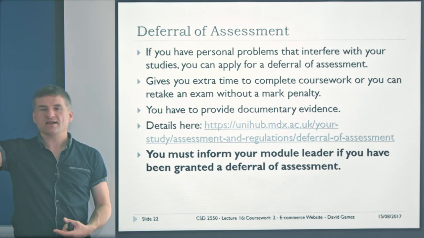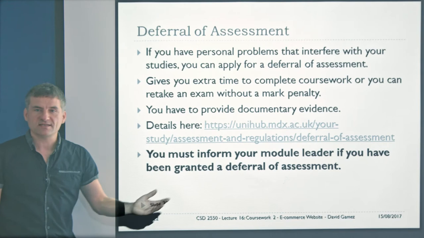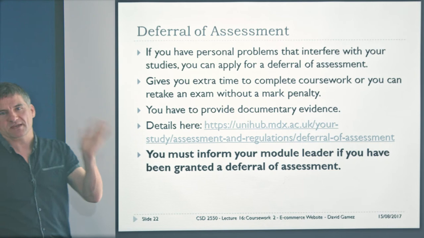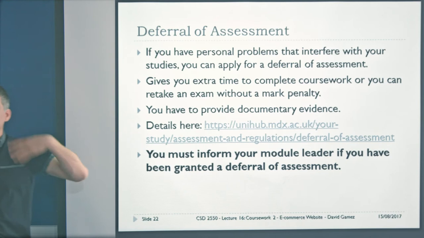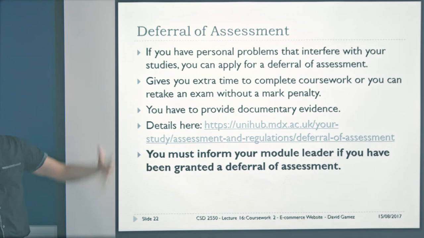So if you apply in January, let's say, you probably get a deferral of assessment till May, or if you apply in April, you probably get a deferral of assessment till August. As I said, there's no mark penalty. This is there to help people who are struggling for serious personal reasons. And as long as you provide documentary evidence, then it's all fine. And talk to me or your module leader if you want to know more about this or need any help with that, okay?